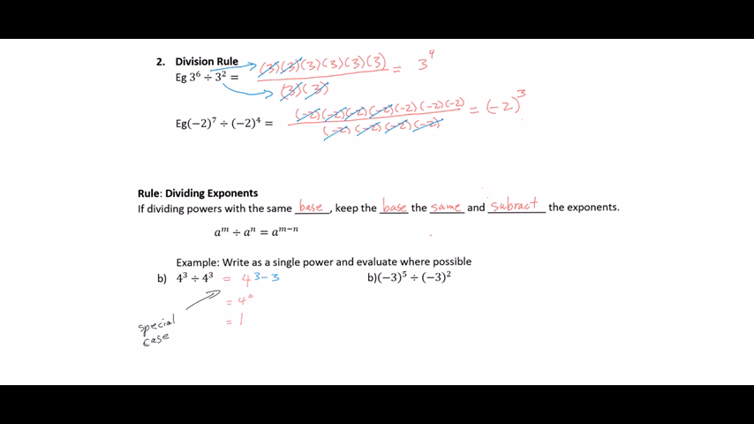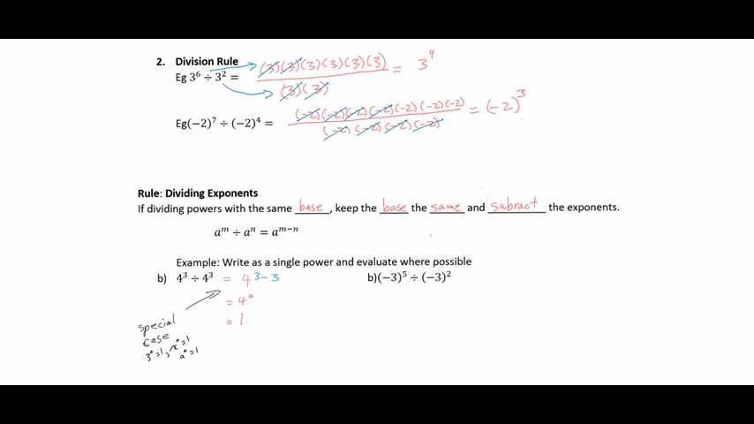Anything to the 0 is 1. So example, if I had 3 to the 0, it's equal to 1. If I had x to the 0, it's also equal to 1. If I had a to the 0, it's also equal to 1. So anytime we have any division or addition, sometimes you get an exponent of 0. You just need to realize that when you have an exponent of 0, whatever comes out ends up being 1. If you're not sure, use your calculator and make sure that you punch it in.